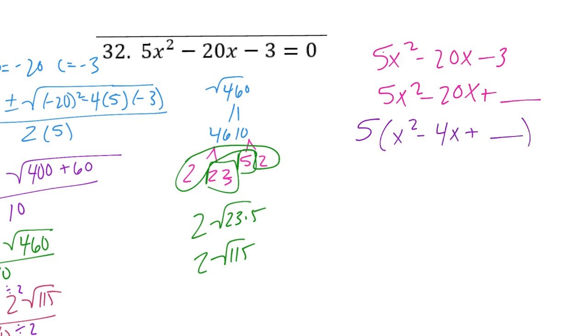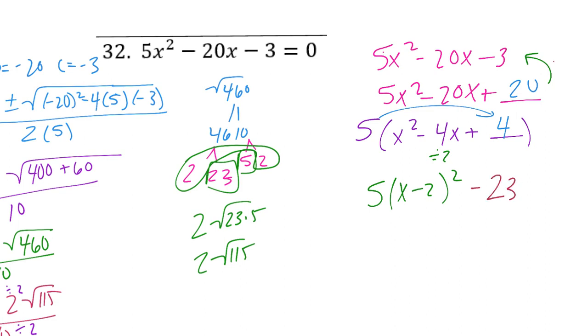Since that minus 4 is still even, we can take it and divide it by 2. So it's going to be x minus 2 squared. Don't forget to bring down the 5 in the front. So then negative 2 squared is positive 4. 5 times 4 is 20. How do I get from 20 to minus 3? I take away 23. So then that equals 0.